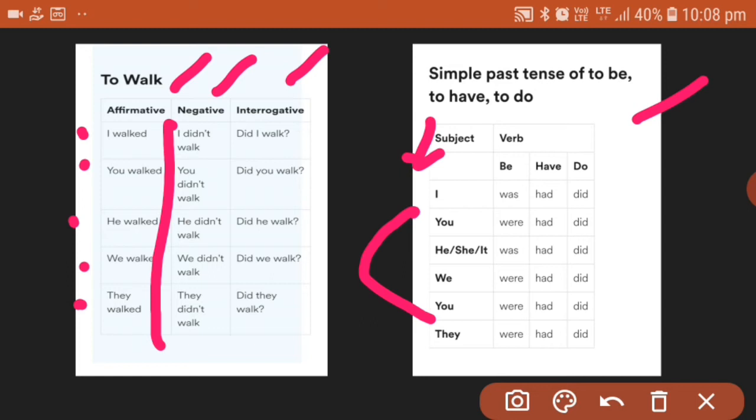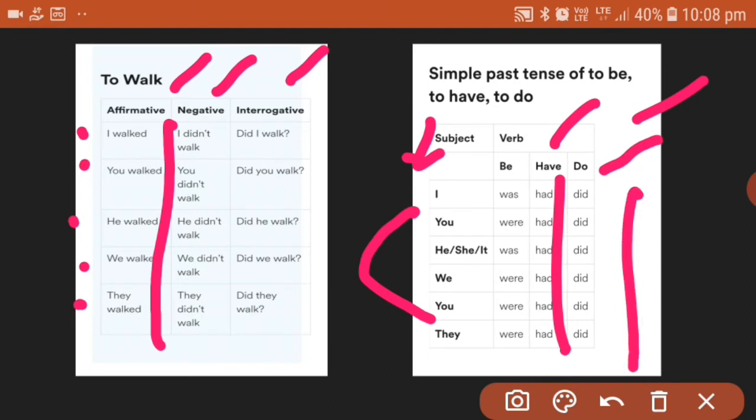Have. If you want to check the past of have, there is only one, had. Here you can check. And if you want to know about the past of do, then did. It means there won't be any change because of the subject. I want to say the person and number of the subject.